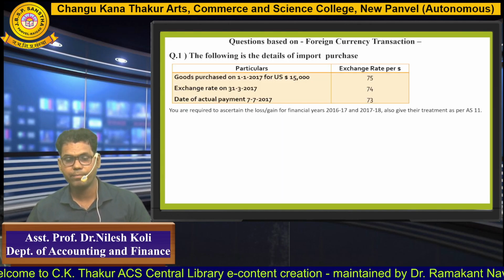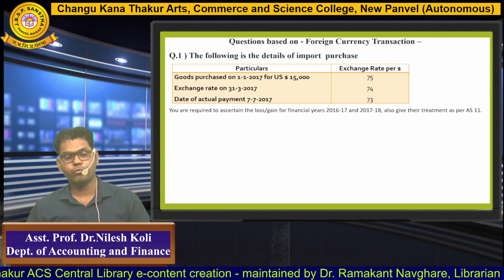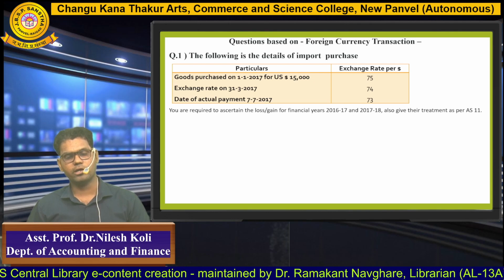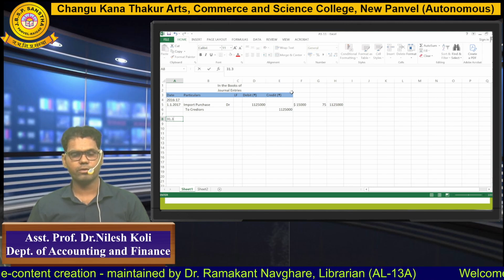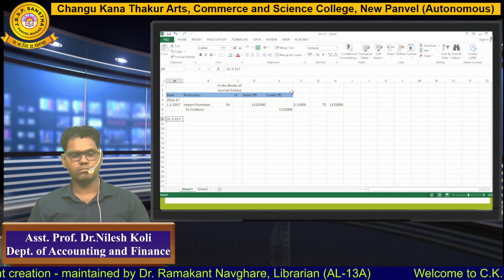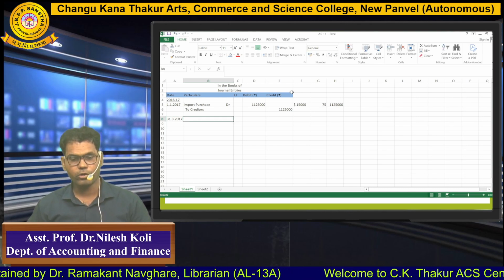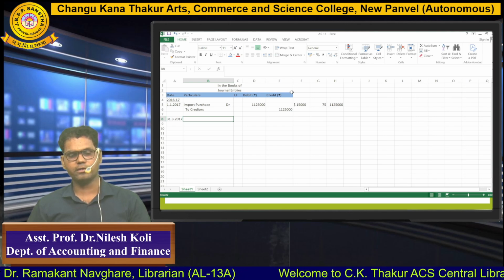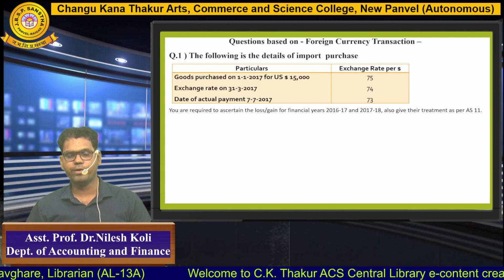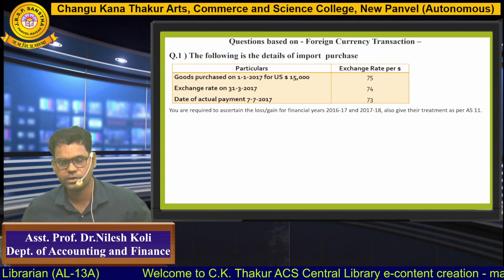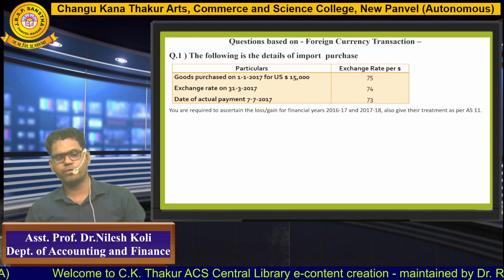Then the payment which has been made on the 7th July, it means in the next financial year. But before that we have to pass the closing entry on 31st March 2017. On 31st March 2017, we are not making the payment to the creditors, but we have to give the effect of the closing exchange rate in the financial year 2016-17, which is 74.